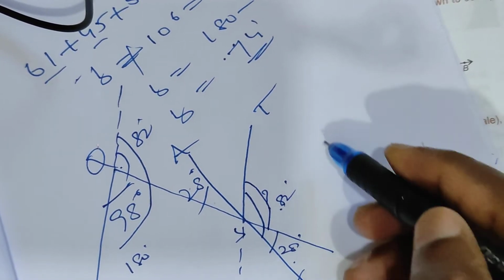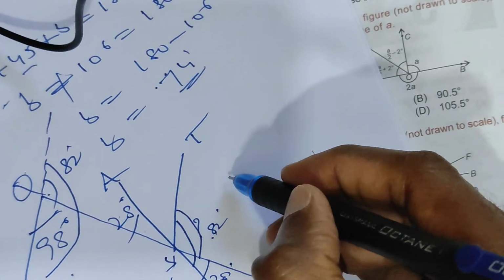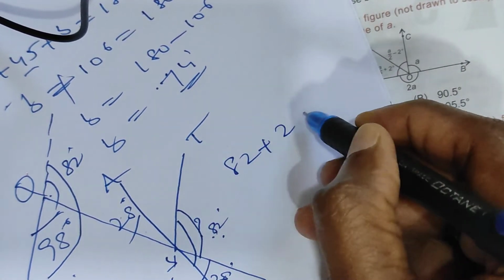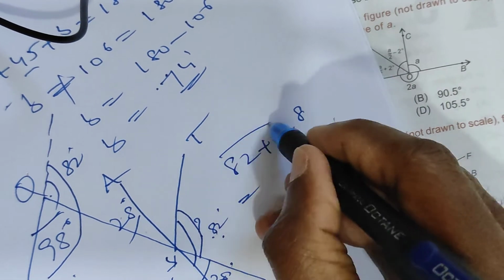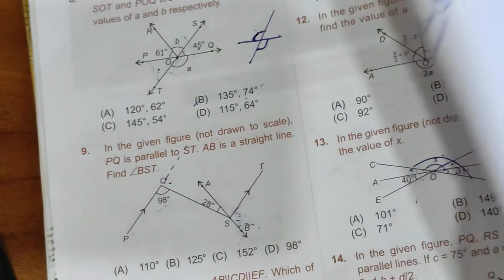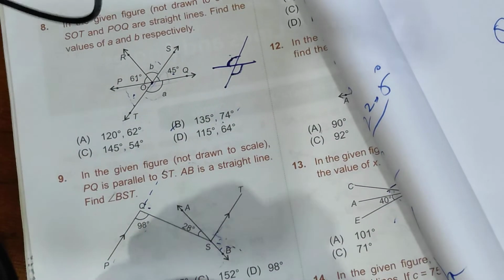82 and this is 28. So the angle BST is equal to 82 plus 28, which is 80 plus 20, 100, 8 plus 2, 10, so 110 degrees. So the answer is 110.